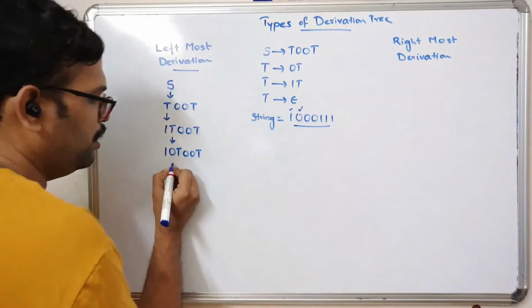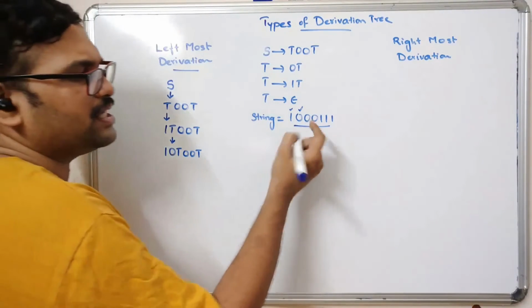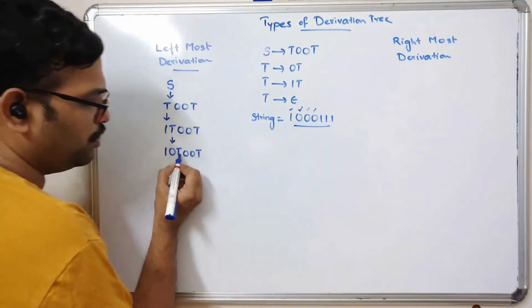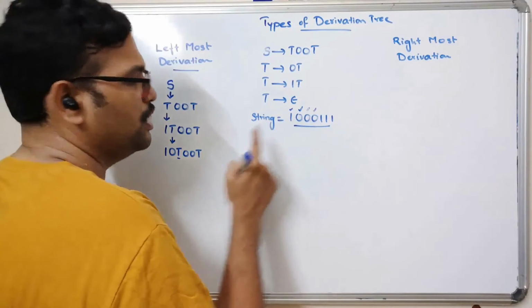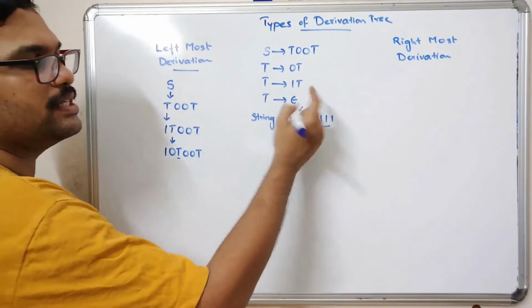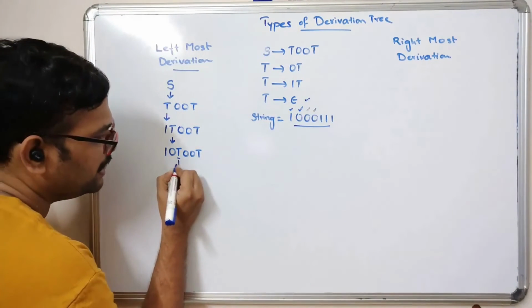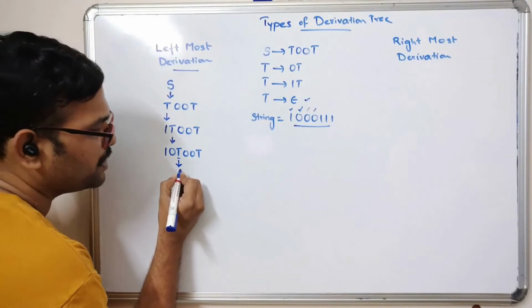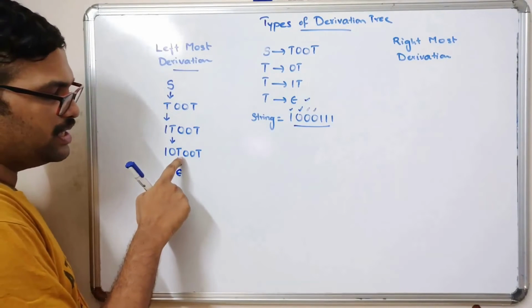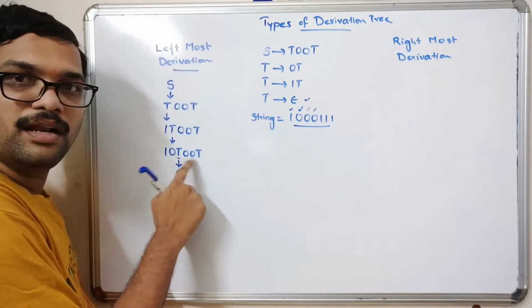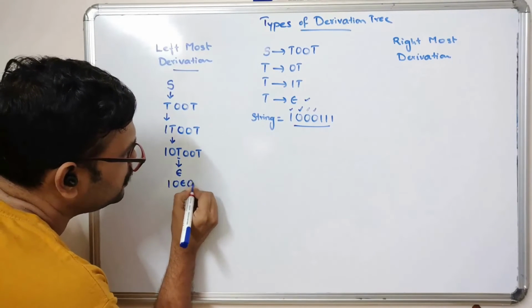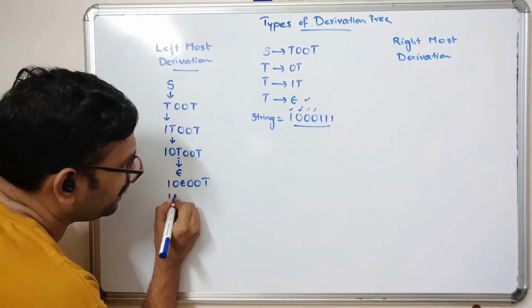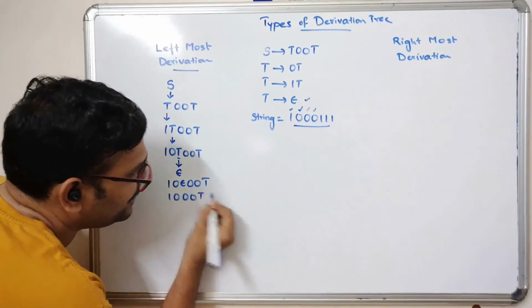Okay. Now see, in our string there are 3 zeros. So you have to substitute T so that we get the resultant 3 zeros. So automatically we can simply apply this epsilon. So this T is replaced with epsilon, right? Because this is the leftmost non-terminal in the given string. So 1 0 epsilon 0 0 T. So this can be written as 1 0 0 T.